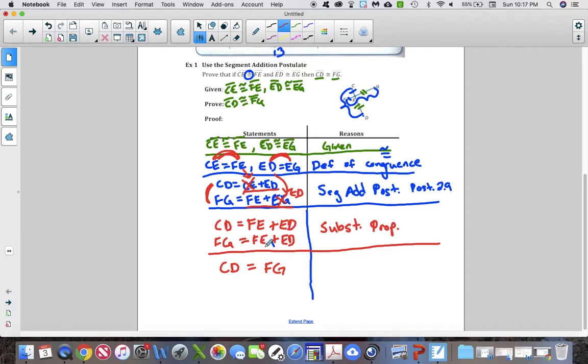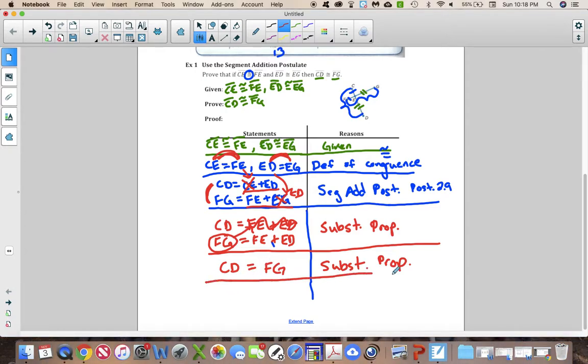Okay, now this one, CD and FG, that's substitution as well, because I have taken FG and plopped it in for this big junk right here, because that's what FG is equal to. FG goes in this spot, and then I have CD equals FG, so that's another substitution property.